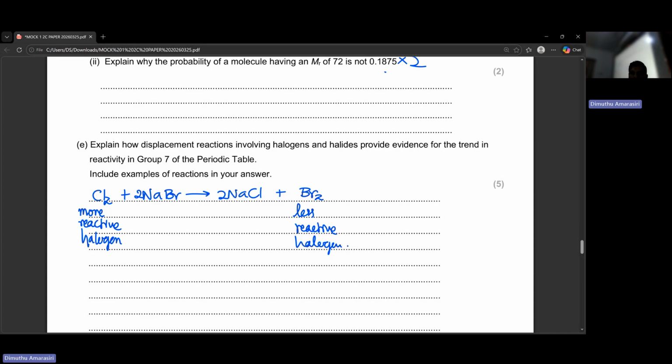Third point, less reactive halogen from a solution of halides.